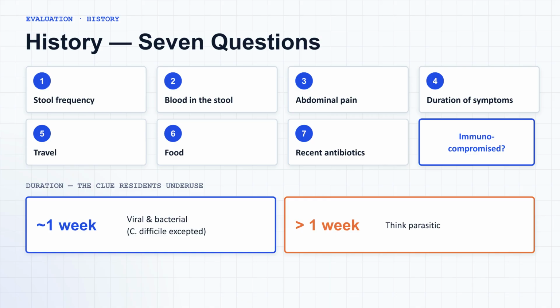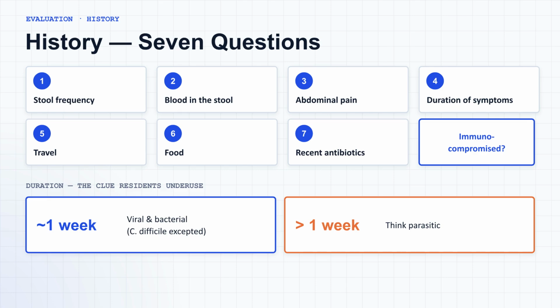7 questions do most of the work. How many stools a day? Is there blood? Where is the pain? How long has it been going on? Where have you traveled? What did you eat? And have you had antibiotics recently? Then ask whether the patient is immunocompromised.